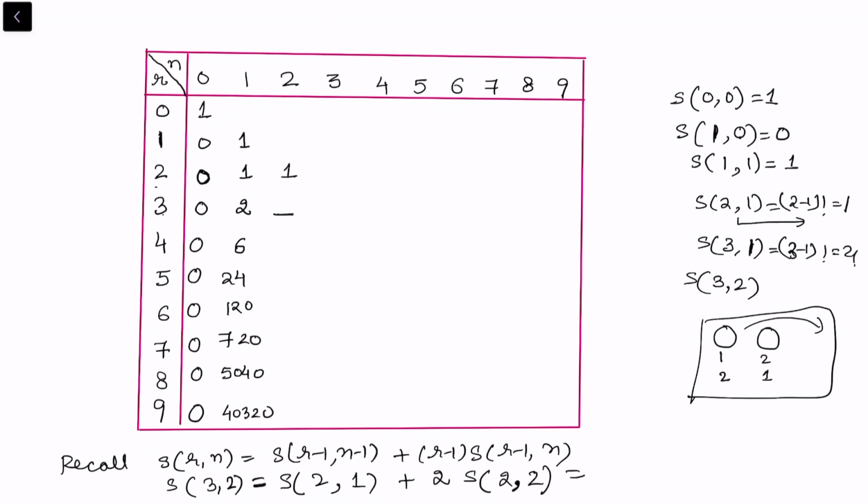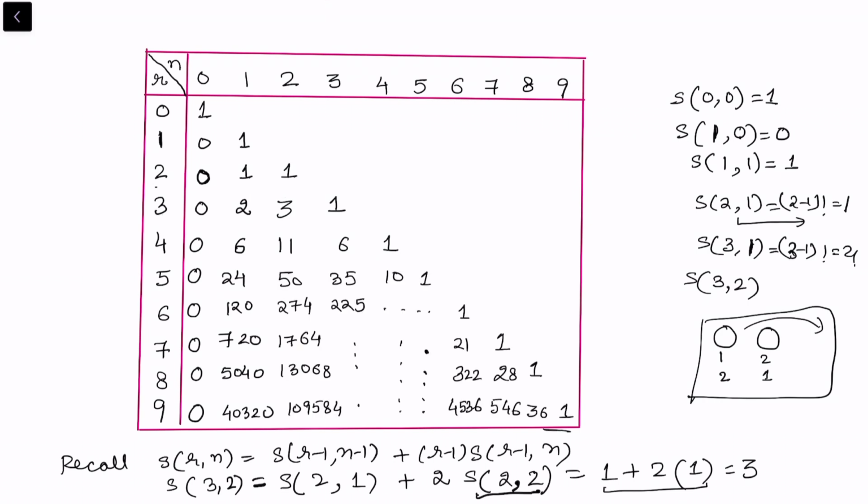We have already calculated 2, 1, so 2, 1 is here, so we will keep this as 1 plus 2 times S(2, 2). Whenever they both are the same, there is only one possibility, so this is 1, and we get this number as 3. So we place here this number as 3, and we continue doing this. Whenever this is 3, 3, it is always 1, and we fill out this lower triangle in this way, and we find all the Stirling numbers using this recurrence relation.